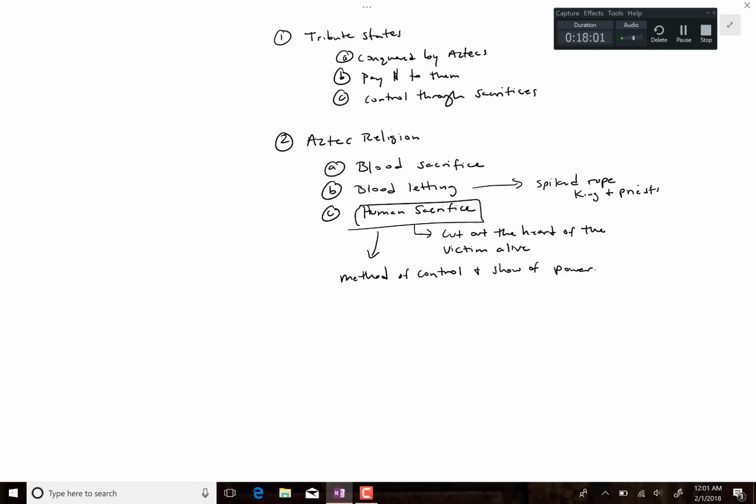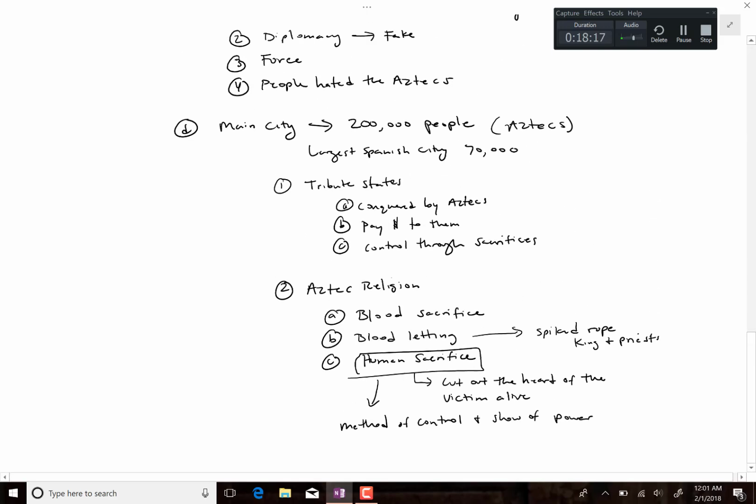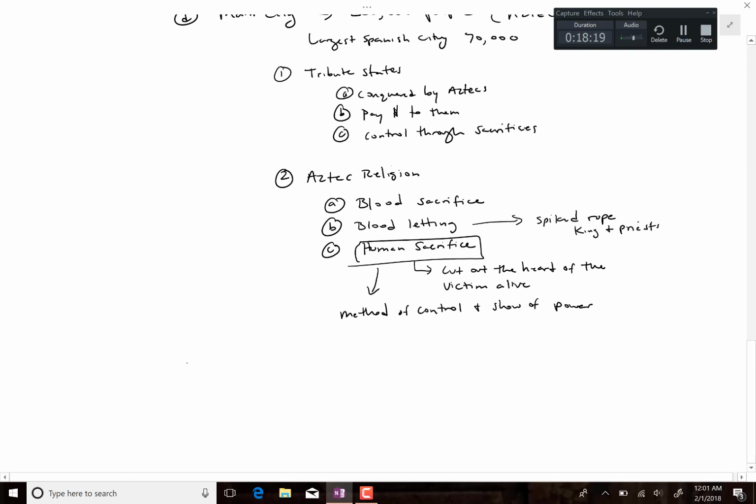The main sacrifice one, though, was meant to be a show of force and control. So people obviously didn't like them. They were brutal, they were violent, and most of the tributary states weren't particularly happy to be under them, but didn't really have a choice. And so when Cortes shows up, threatening to conquer them and kill them, and demanding information, they were all too happy to say, here are the Aztecs.